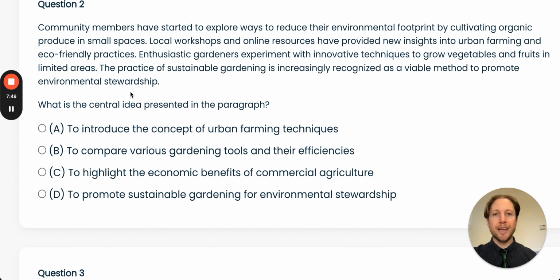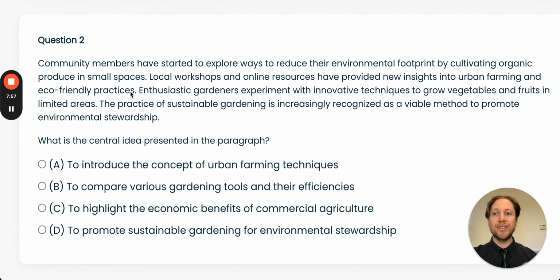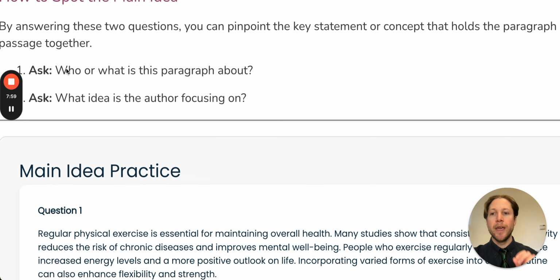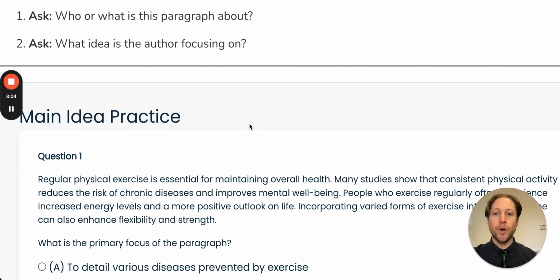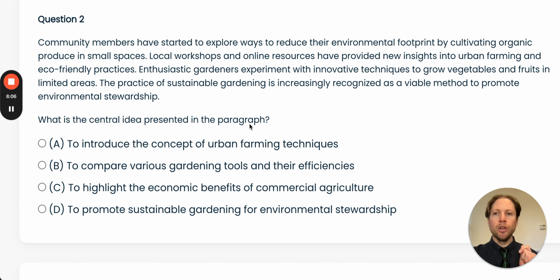Okay, so again, what I want to do is ask myself, where is the main idea in this text passage? And if you want help, you can use the scaffolding of the two questions. Who or what is this paragraph about? And what is the key idea that this author is really focusing on? So what is this about? This is about the practice of sustainable gardening. And moreover, that this increases as a viable method to promote environmental stewardship, where stewardship is management or leadership.